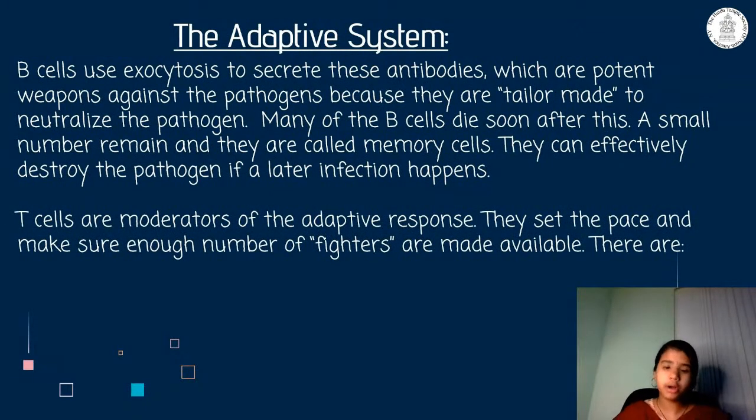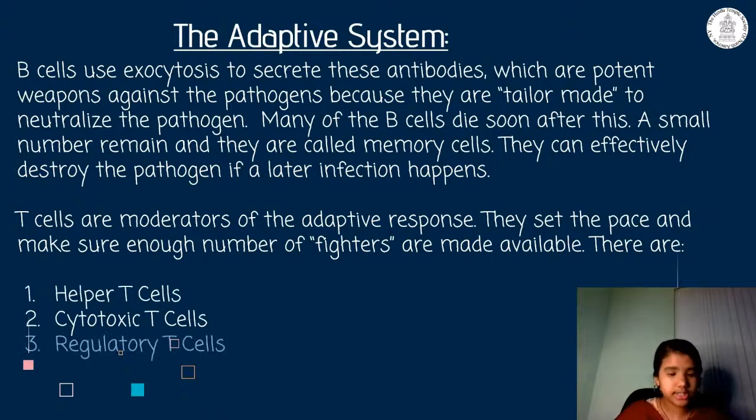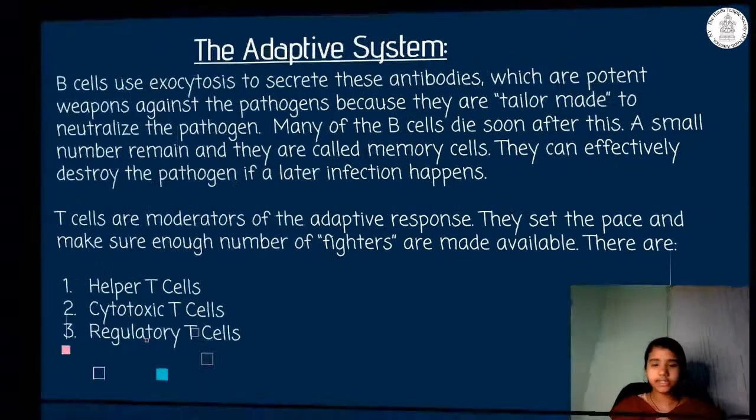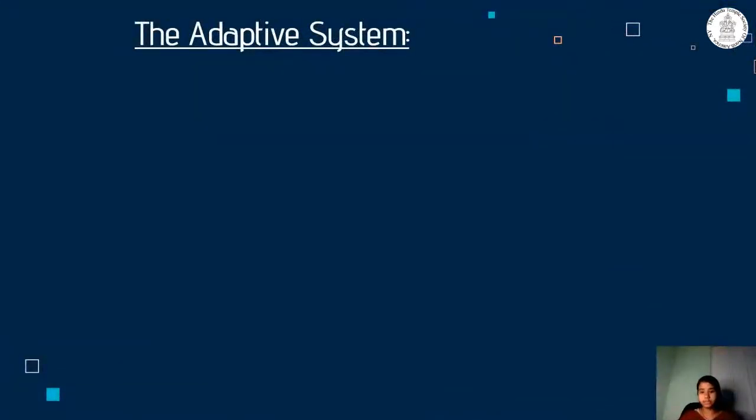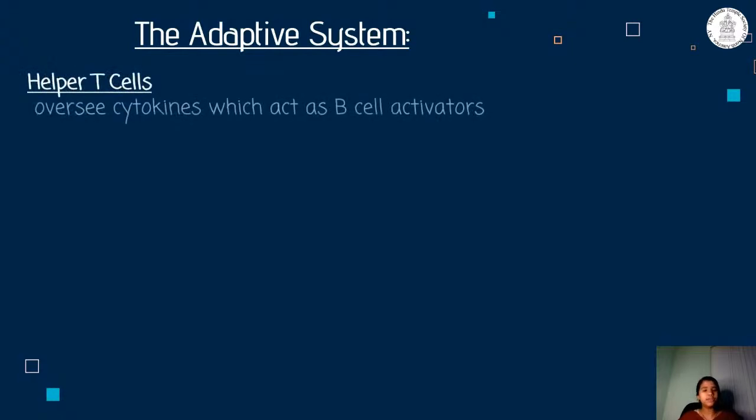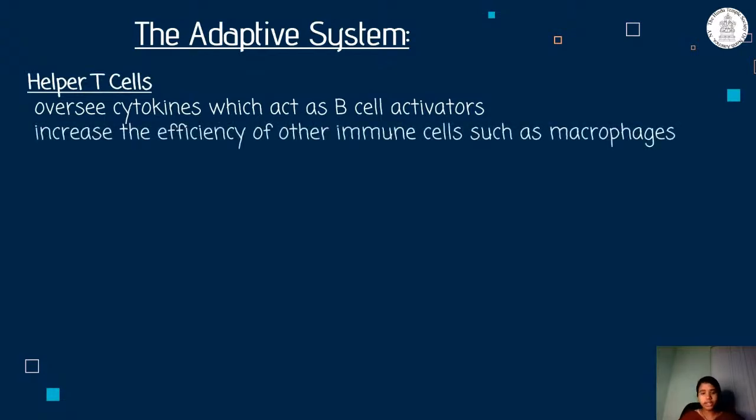T cells are moderators of the adaptive response. They basically set a pace and make sure that enough fighters are made available. There are the helper T cells, cytotoxic T cells, regulatory T cells, and much more. We also have the helper T cells, which oversee cytokines, which act as B cell activators. They also increase the efficiency of other immune cells, such as macrophages.